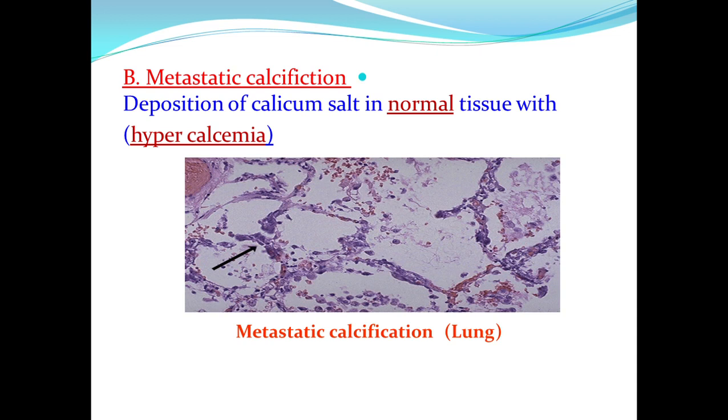We have another type of pathological calcification, which we call metastatic calcification, in which there is a deposition of calcium salts in normal tissue with hypercalcemia. There is an increased level of calcium in the serum. This is a metastatic calcification in the lung. The most common sites of metastatic calcification are the lung and the kidney.